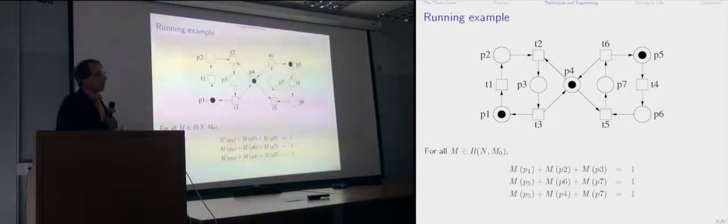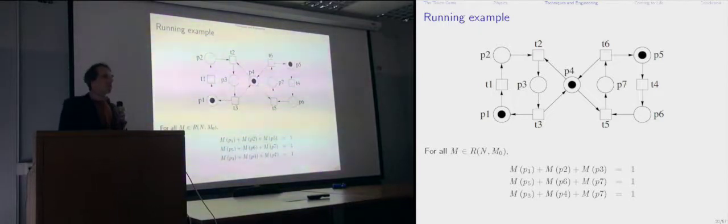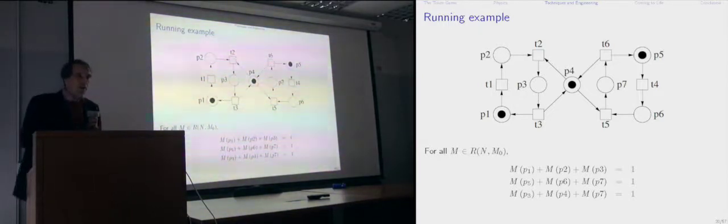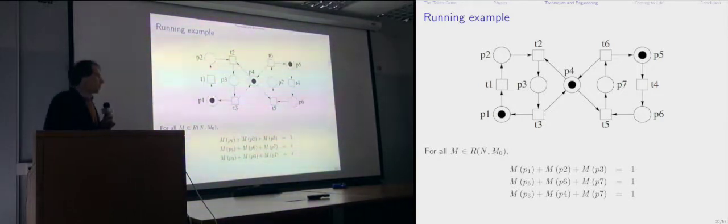So you've shown this by doing some linear algebra. You didn't even have to explore all the possible states. You don't even know them now. You've taken a graph, translated it into a matrix, and solving some equations gives you the desired result.